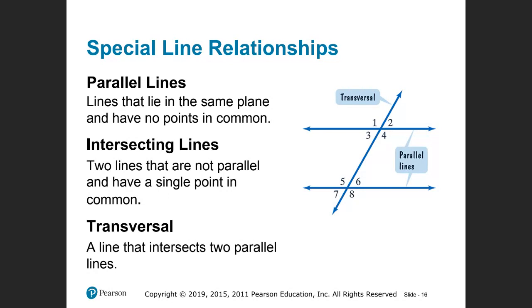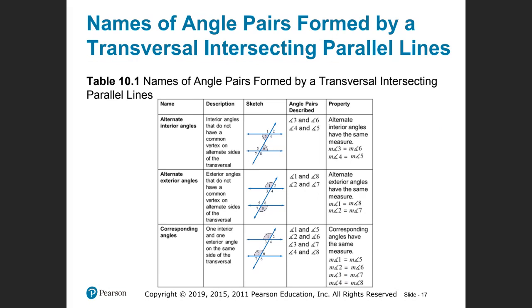You can also see that by looking at each part, we have vertical angles which are equal. In other words, angle 1 is equal to angle 4, angle 2 is equal to angle 3, and so on. But there's some other relationships too. And you might need to look in your book at table 10.1 for these because they're a little bit small. But we have alternate interior angles. They don't have a common vertex, and they're on opposite sides of the transversal.